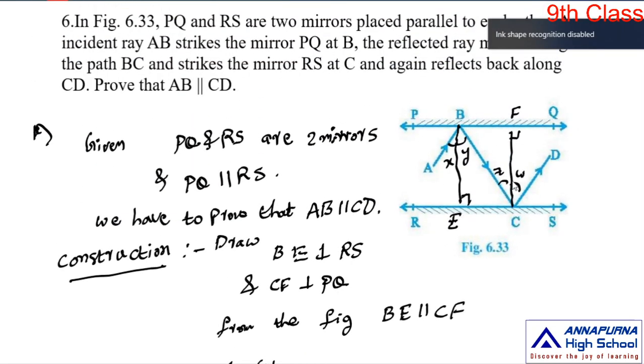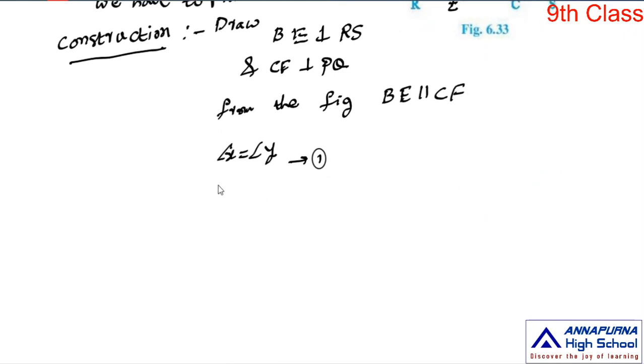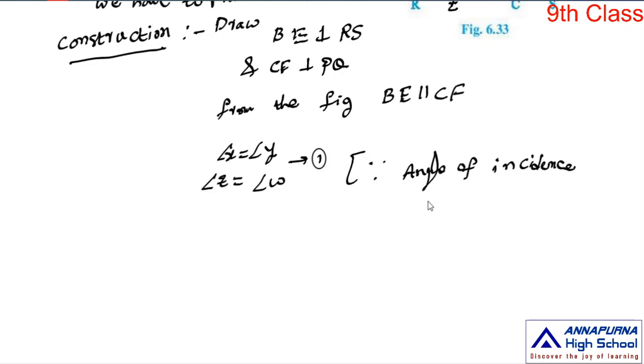Again see the figure. Angle z is equal to angle w because angle of incidence is equal to angle of reflection. Angle z is equal to angle w, since angle of incidence is equal to angle of reflection.